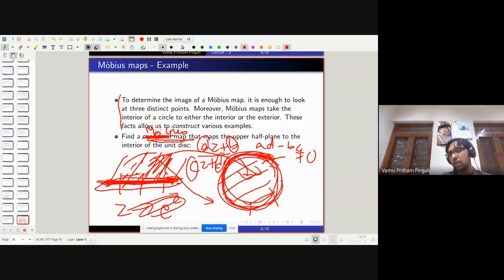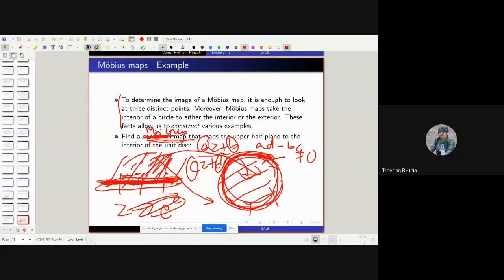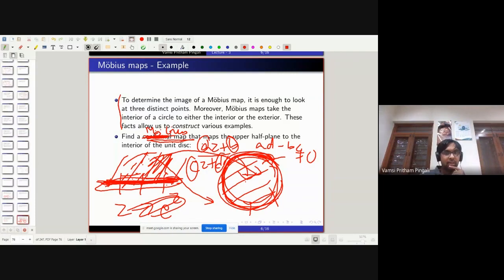Okay. How will you ensure that this goes inside as opposed to outside? We just need to take one point in the upper half plane and see where the image lies, either inside or outside. Excellent. But there is a small problem, no? 3 points uniquely determine a Mobius map already. So if you choose 3 points and make them go to 3 other points, you've already fixed the Mobius map.